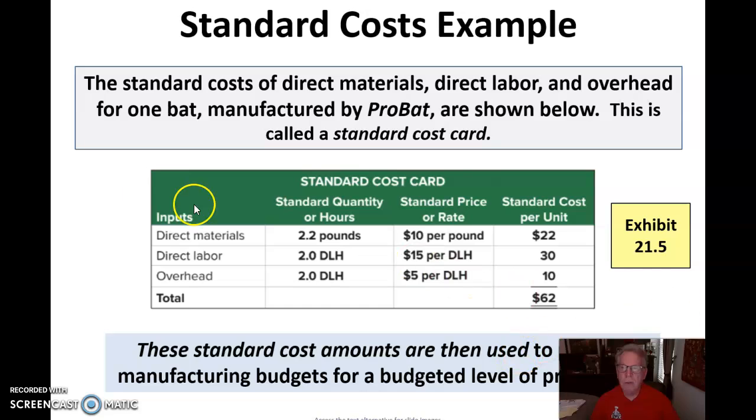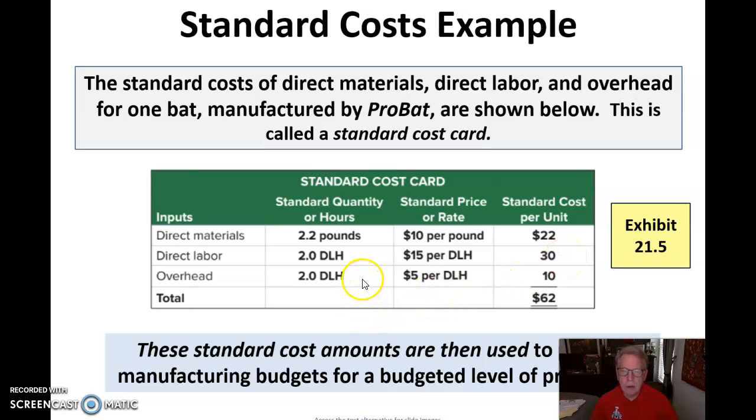Our standard costs example then is direct material, direct labor, and overhead. So we're using a bat manufactured by ProBat here. This is a baseball bat, I'm assuming. And here it shows how much direct material, lumber, 2.2 pounds, how much it costs, $10 a pound. So we're going to say that that bat is going to cost $22 in direct material cost. We have 2 direct labor hours necessary to manufacture that, and it's $15 per direct labor hour on average, or a total of $30 here.